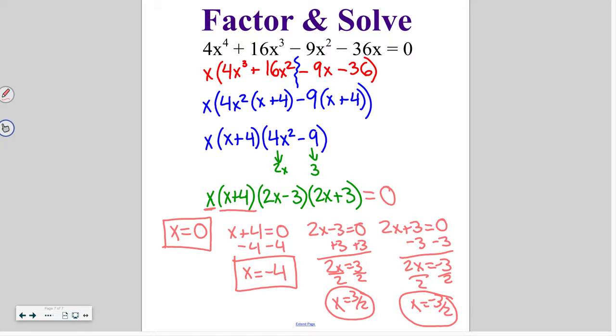So what you're going to be doing when you get to class today is going over a bunch of different equations, factoring them, and then using those factored forms to find the solutions. If you have questions about it, please let me know when you get to class.